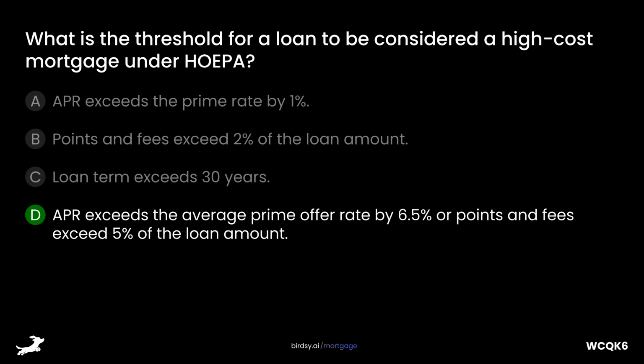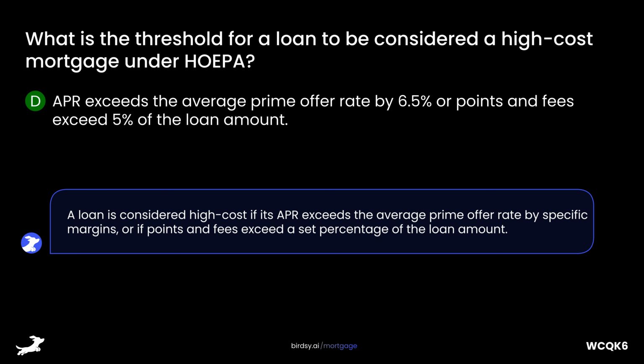The answer is D. APR exceeds the average prime offer rate by 6.5% or points and fees exceed 5% of the loan amount. A loan is considered high cost if its APR exceeds the average prime offer rate by specific margins, or if points and fees exceed a set percentage of the loan amount.